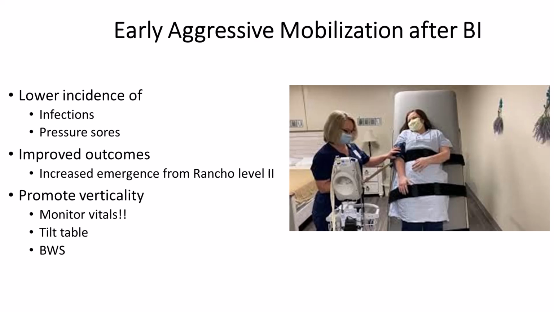Rancho Level 3. Your job with early aggressive mobilization is going to be to promote verticality in any way, whether it's sitting edge of bed or the use of a tilt table, the picture on the right-hand side of the slide. Alternatively, you can use any kind of body weight support system, such as the body weight support that we're going to be working with in the lab. When promoting verticality, as I've said multiple times, please be sure to monitor vitals.